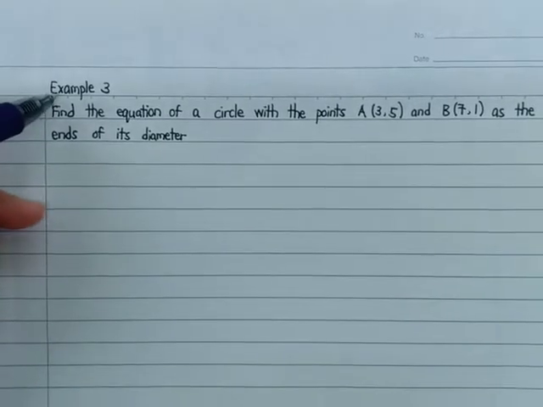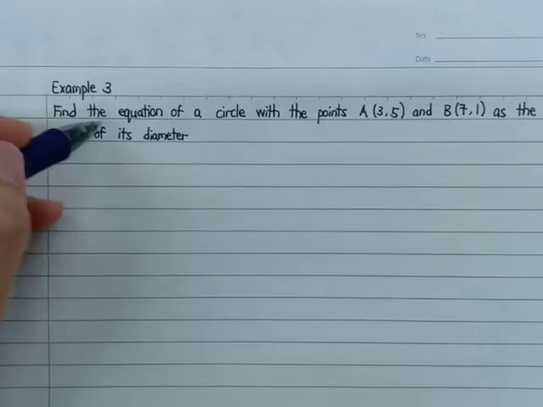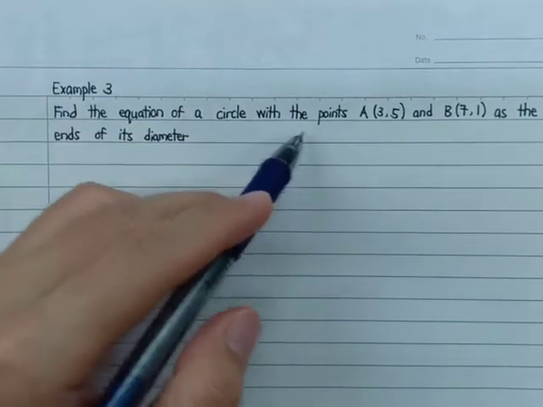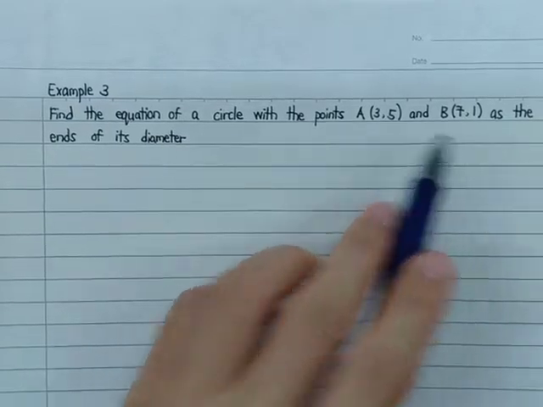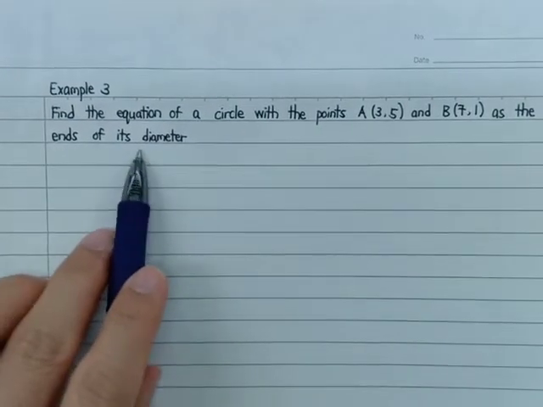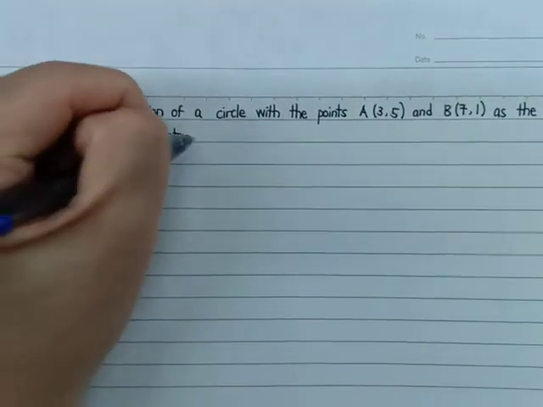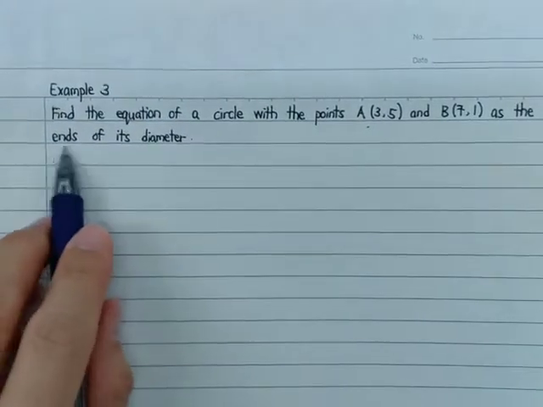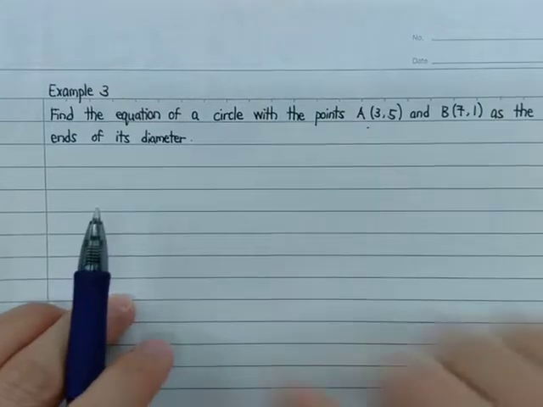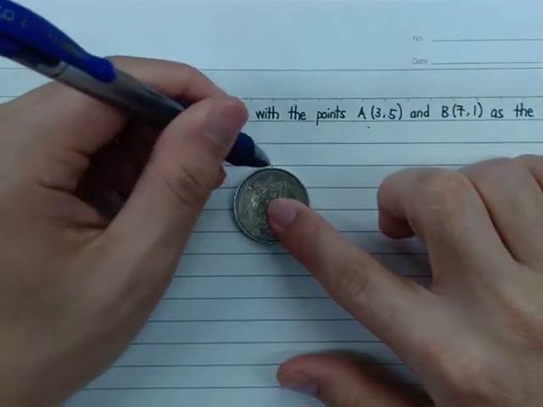So now we look at example 3. Find the equation of the circle with the point A (3, 5) and point B (7, 1) as the ends of its diameter, which means that point A and point B are the endpoints of the diameter. Let's say I try to sketch the circle.